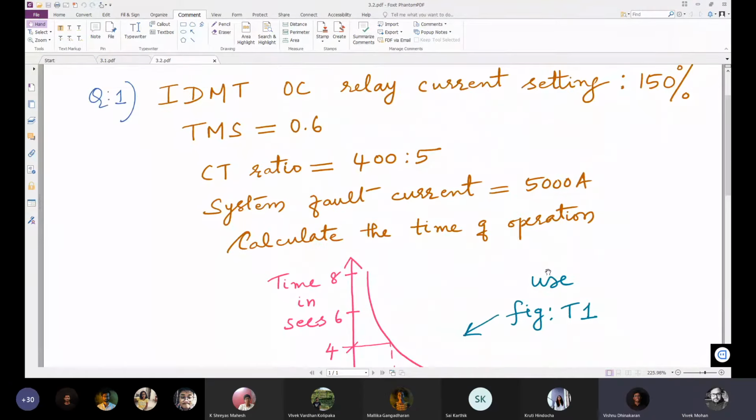No, actually, the actual fault current is given here. The power system fault current is 5000. What is the secondary CT current corresponding to this fault current? No, 5000 into 5/400, right? The CT ratio is given as 400:5. So in the primary of the CT, we have the actual fault current, which is 5000 amps. So in the secondary of the CT, we have 5000 into 5/400, right? Yes, sir.